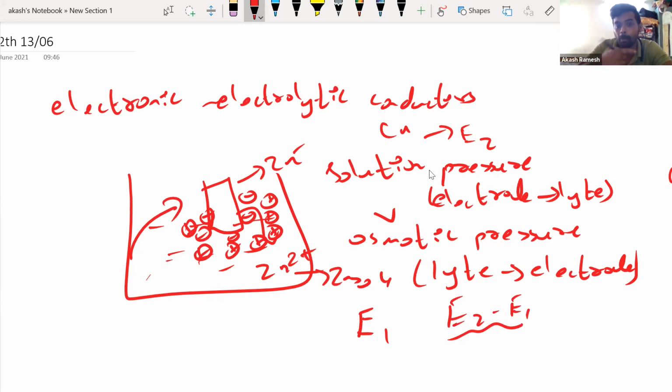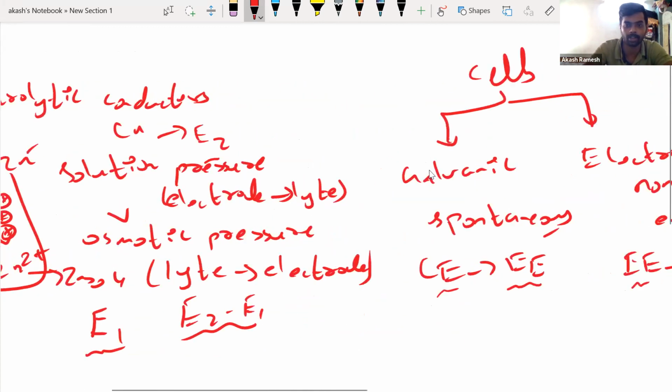And I will tell you a method by which you will actually be able to calculate E1 as well as E2. We'll see about it later, right? But for now, these absolute potentials cannot be measured. Only the potential difference between these two can be measured. Okay, fine. Anyways, this is what I want to tell you.